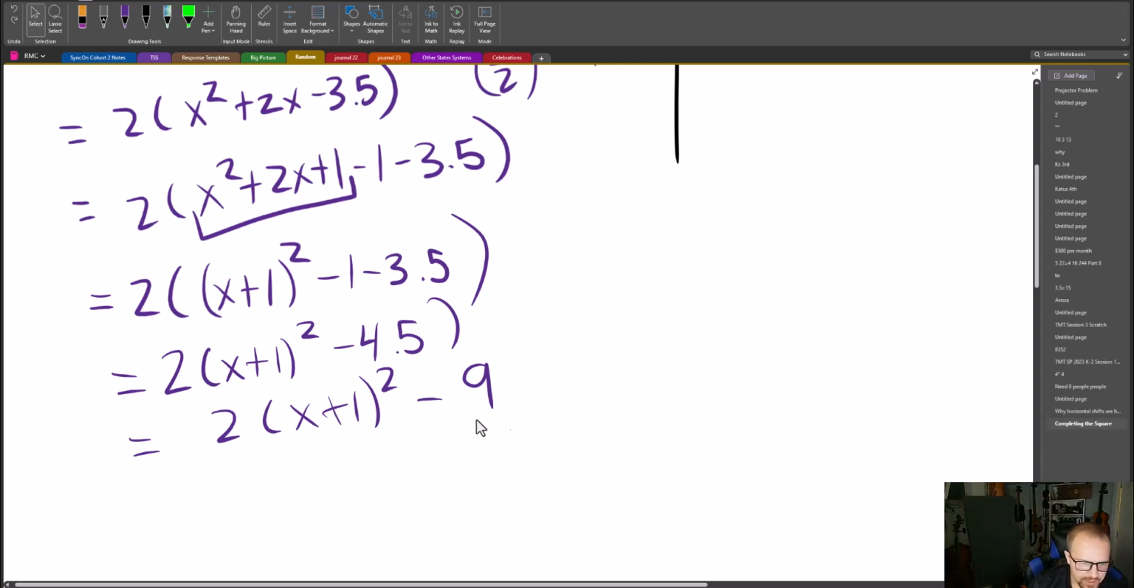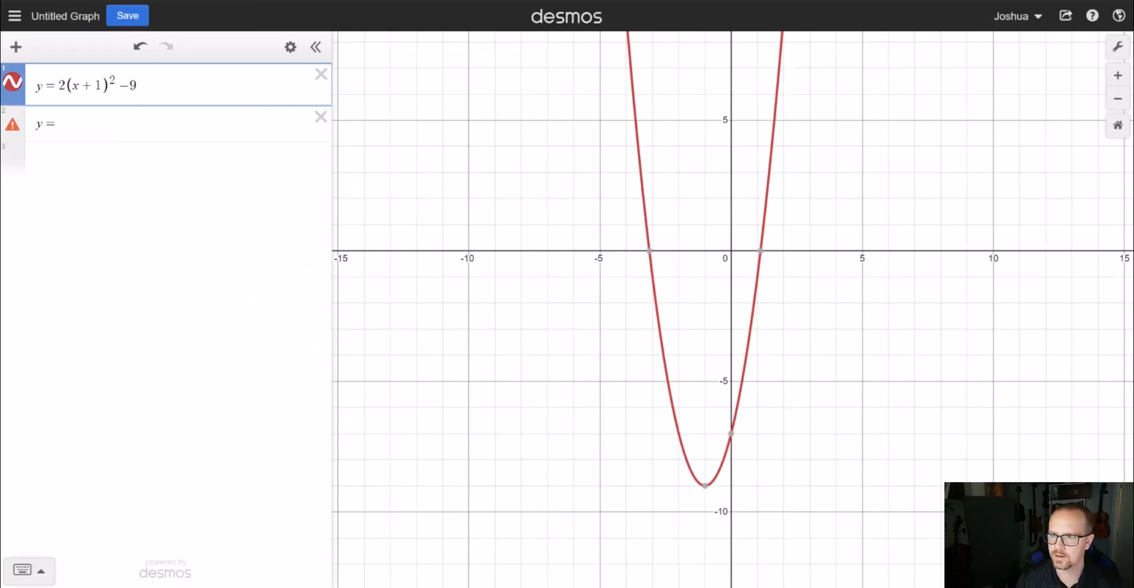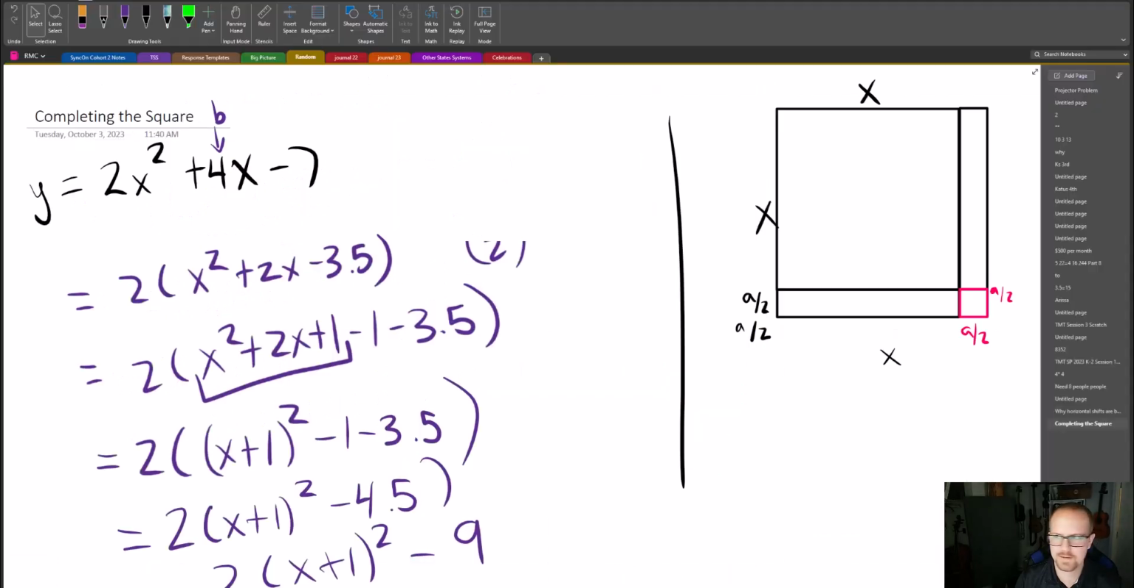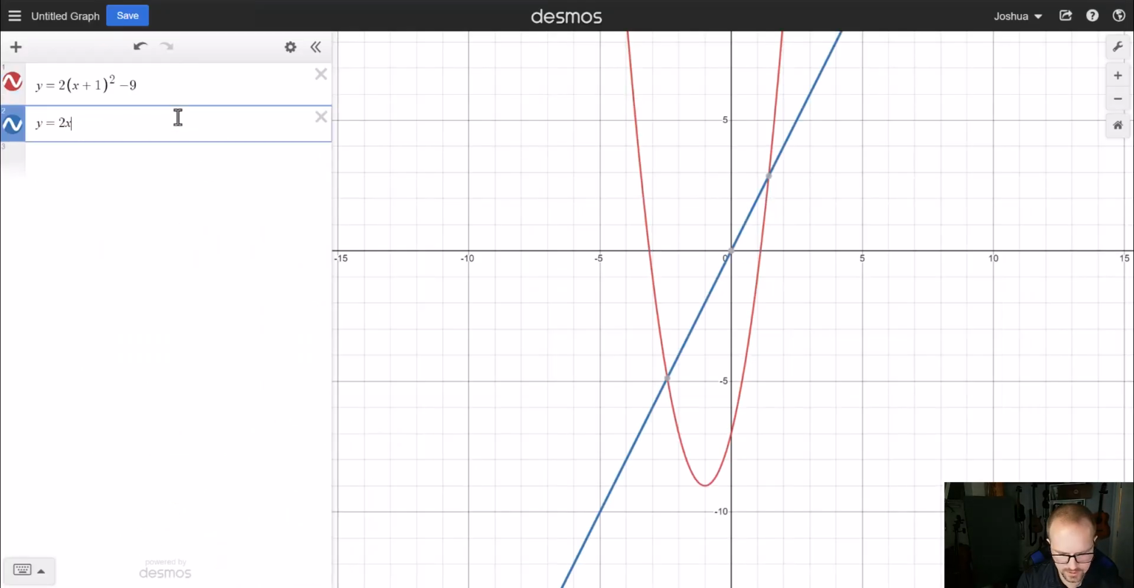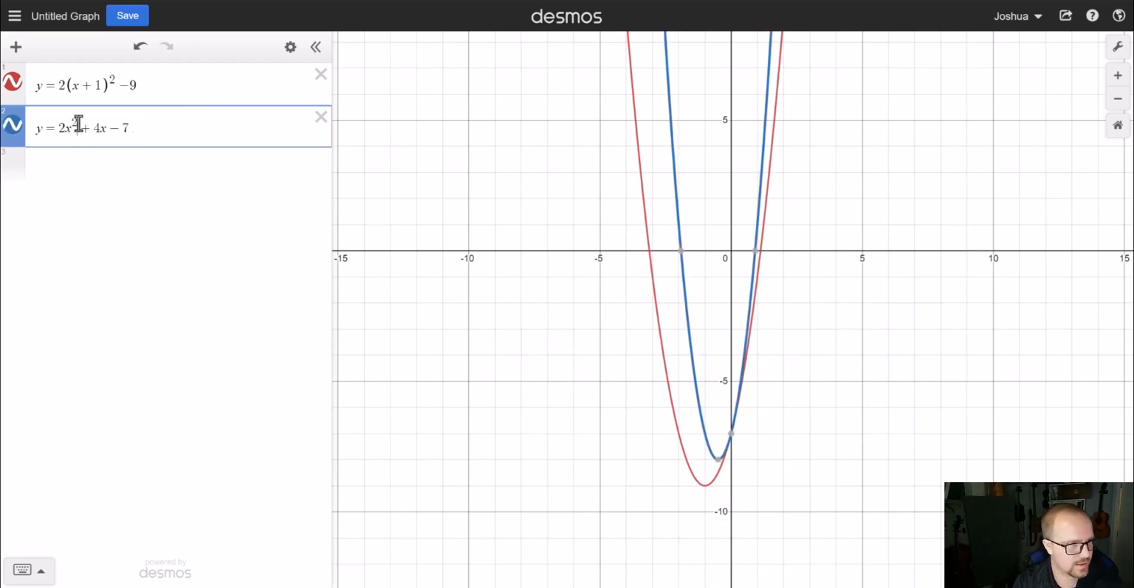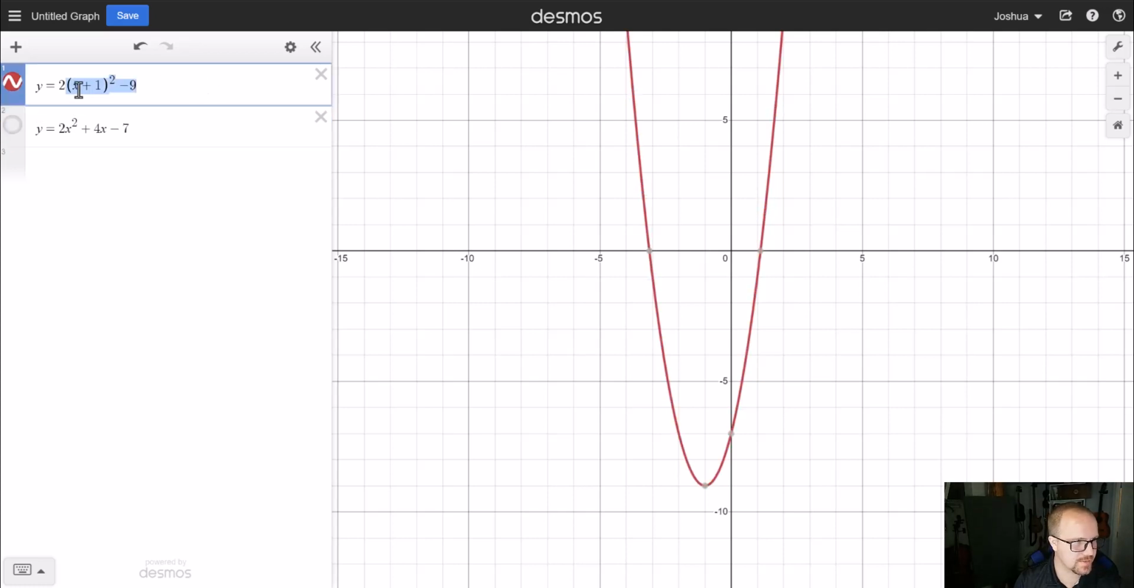And to prove to ourselves that this is actually right, I'm going to go graph it. Boom. Is the same thing as this 2x squared plus 4x minus 7. So let's try that. 2x squared plus 4x minus 7. That's not a squared. There we go. And are they the same? Oh my goodness, they are the same. So here we have it in vertex form where we know immediately upon looking at this that our vertex is in fact at -1, -9.